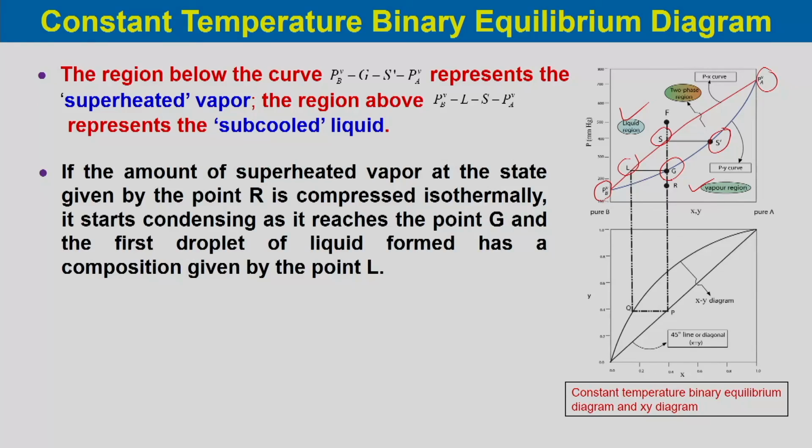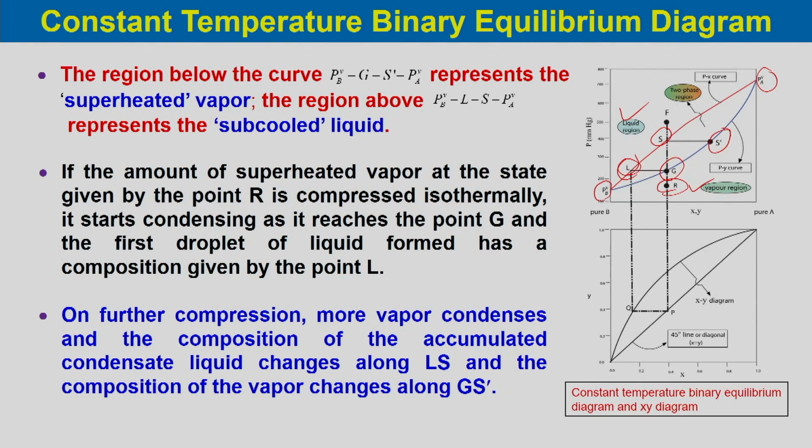Now, consider the superheated vapor at the state given by the point R, which is over here. If it is compressed isothermally, at a constant temperature, its pressure will change. It starts condensing when it reaches point G. So, the first drop of liquid will form when it reaches point G, corresponding to its liquid composition L.